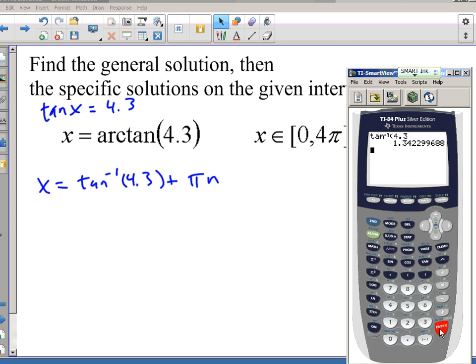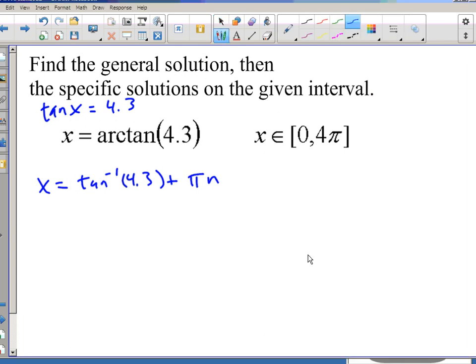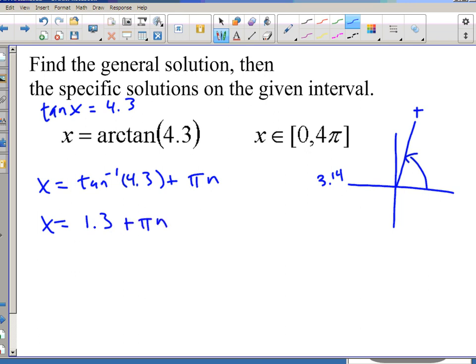1.34, okay, so we'll call that 1.3. And just to get a reference on that, if we look at where 1.3 would appear, if this is 3.14, 1.3 would be a little more than a third of the way, so it'd be up here in the first quadrant. The answer is definitely positive. That's a good thing. And from there, I just have to trust that this is going to work and be the correct value, but at least it's reasonable since it's positive. So x equals 1.3, I'll call it, plus pi n.